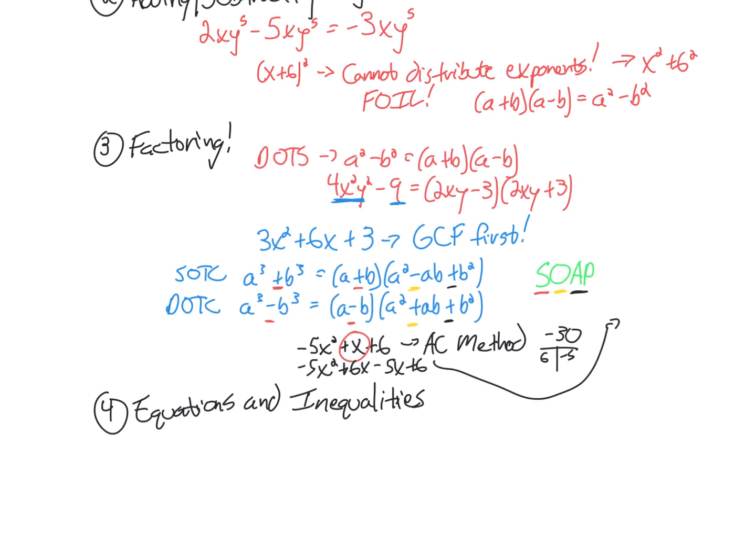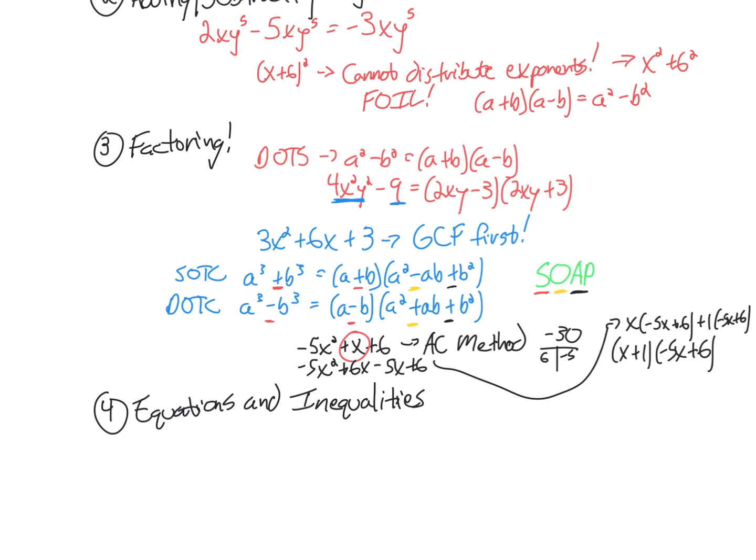And then I factored by grouping. I factored an x out of the first two terms, so that gave me x times negative 5x plus 6. And then I can factor a 1 out of the other two terms, so you have plus 1, and you're left with minus 5x plus 6. And then I use factoring by grouping to get x plus 1 times negative 5x plus 6. Now I factored it.